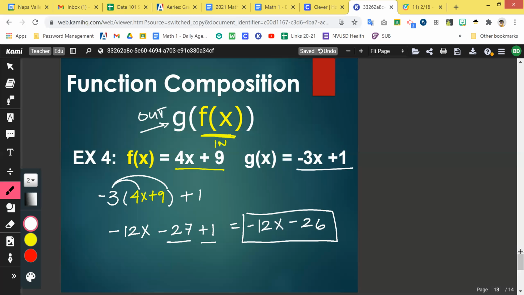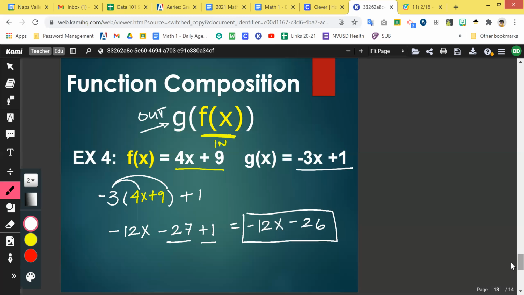Okay. Are there any questions on those examples? Okay, I have one more example for you, and then we're going to be done with our lecture.